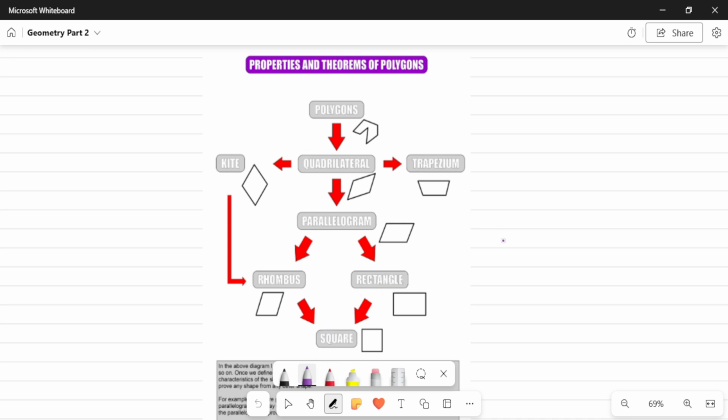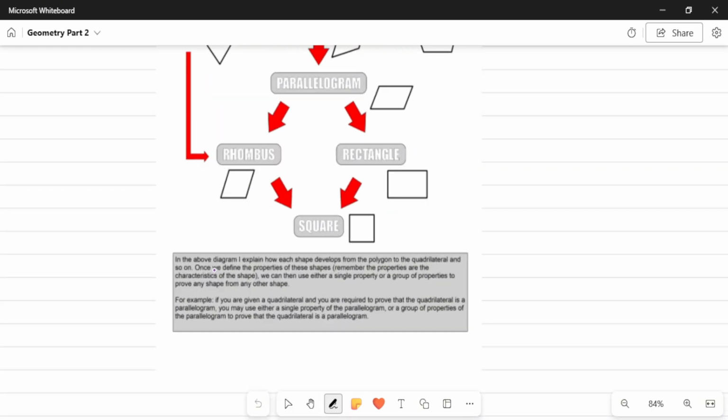Now, the more common one, most of the students know, is that a square is basically a rectangle with all sides equal, right? So can you see how one shape develops from another, right? So this is why we have to discuss these two ideas, properties and theorems. So let's read what we have at the bottom. In the diagram above, I explain how each shape develops from the polygon to the quadrilateral and so on. Once we define the properties of the shapes, remember the properties are the characteristics of the shape, we can then use either a single property or a group of properties to prove any other shape from any other shape. I will explain what this means, do not get confused.